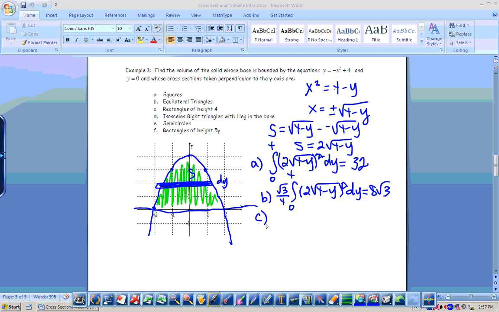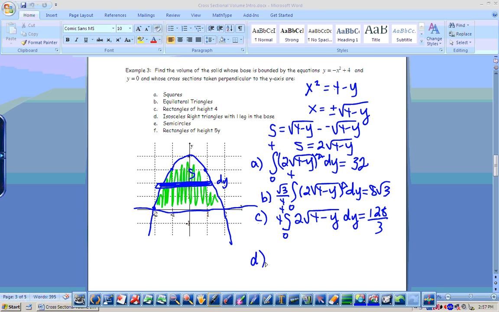For rectangles of height 4, the length of the rectangle is still S, and then the height is 4, so the area of a rectangle is length times height, so 4 times S. It doesn't matter whether you put the 4 inside the integral or outside of the integral, since it's a coefficient. So I'm going to do 4 times the integral of 2 square root of 4 minus y dy from 0 to 4. And that answer ends up being 128 over 3.